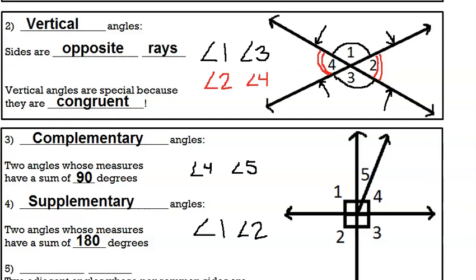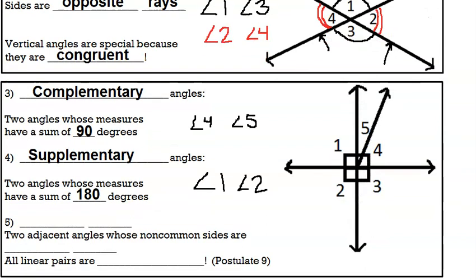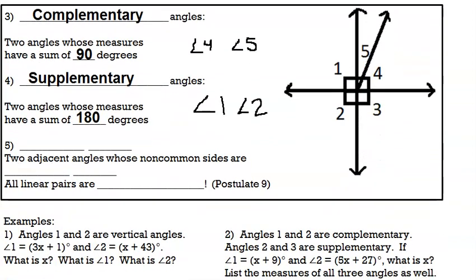To me, C comes before S in alphabetical order. 90 comes before 180 numerically. So I don't spend a ton of time worrying about that. Some teachers may have come up with some creative things, and if they did and you remember that without me, that is amazing. I'm happy about that. All right, let's go to the next one, which is a linear pair.